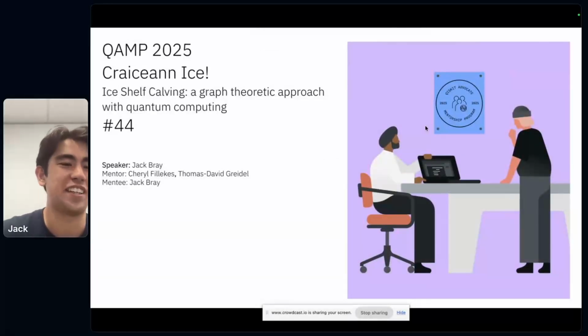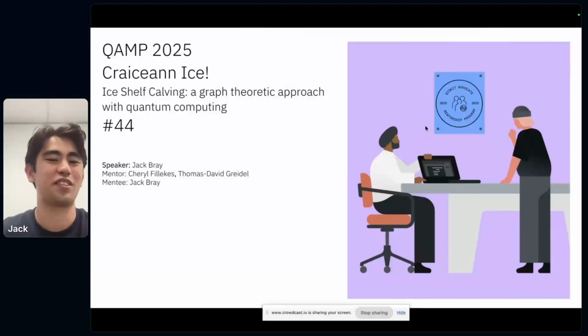My name's Jack, and I'm presenting Ice Shelf Calving, a graph theoretic approach with quantum computing. In this project, we looked at how we could model ice shelves and the fractures that form inside them. My mentors were Cheryl and David.